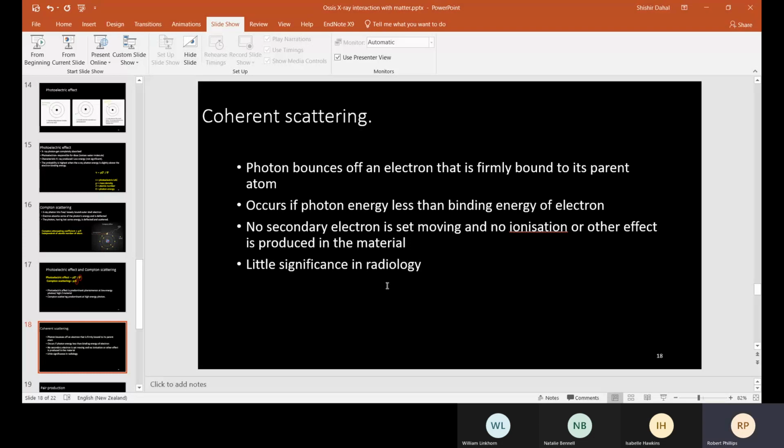Coherent scattering is around 5%. It will contribute only 5% of total attenuation, so it's less significant in diagnostic radiology. But just to know, coherent scattering or elastic scattering is when the X-ray photon strikes an electron, but the energy of the X-ray photon is not enough to eject that electron.